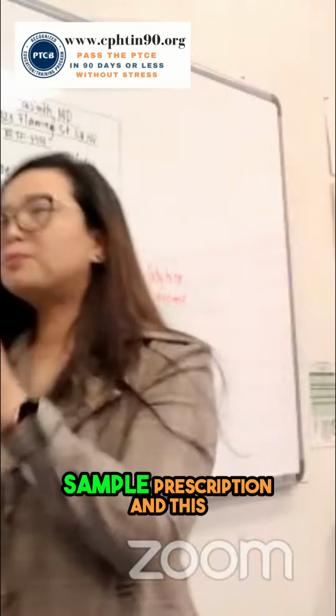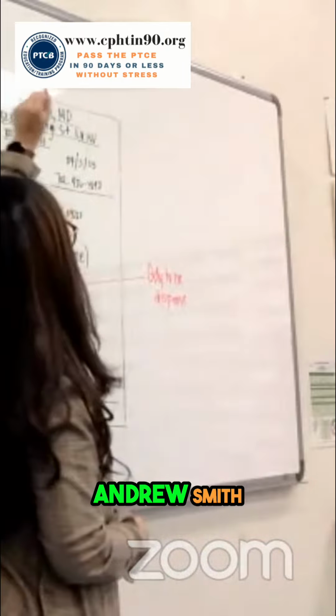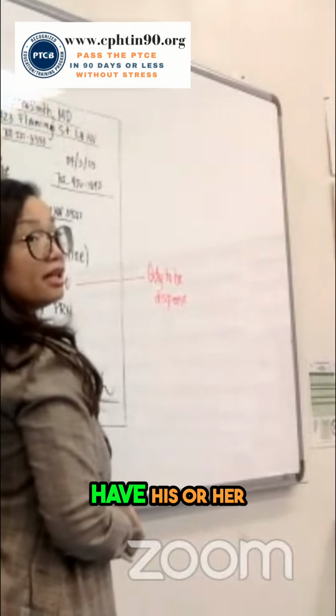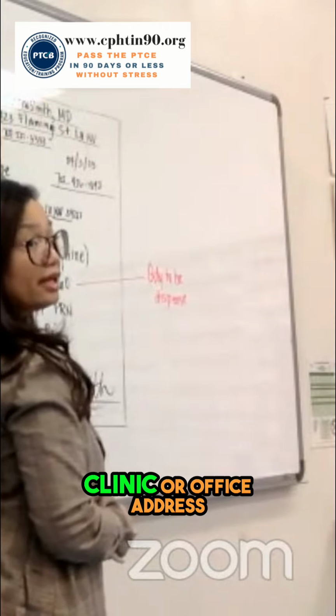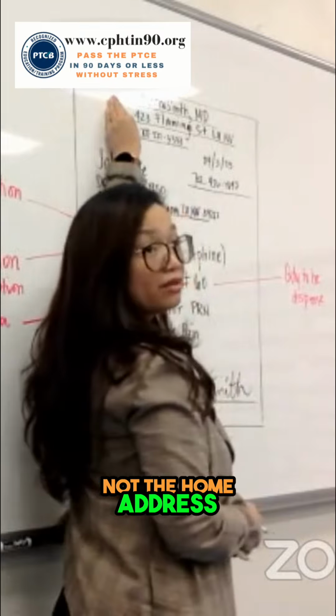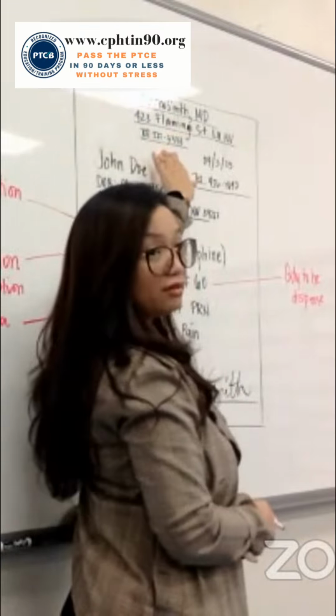So this is a sample prescription, and this is the information of the doctor. Andrew Smith, MD. The doctor's information should have his or her clinic or office address, not the home address. Okay, it should have contact information as well.